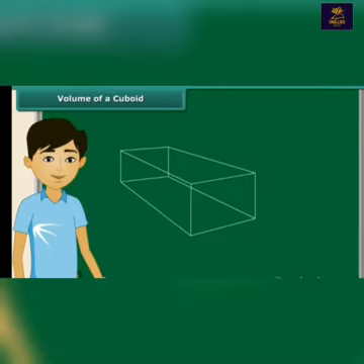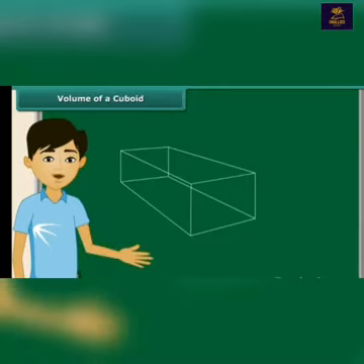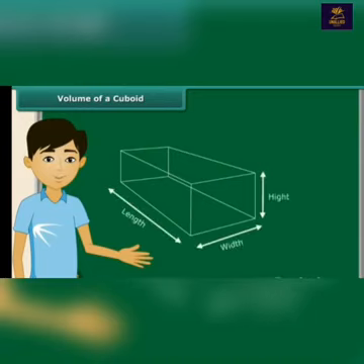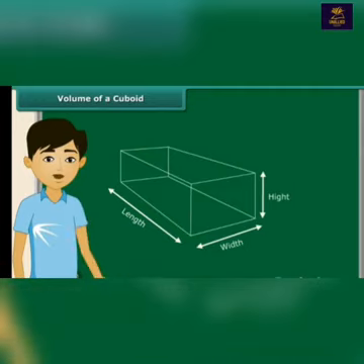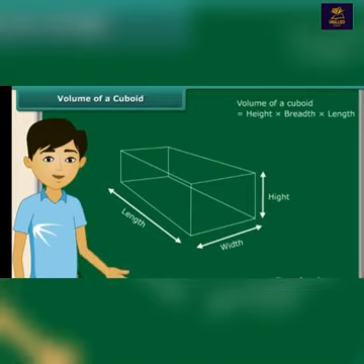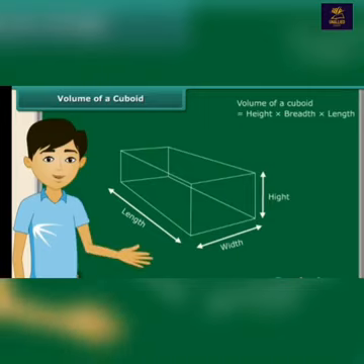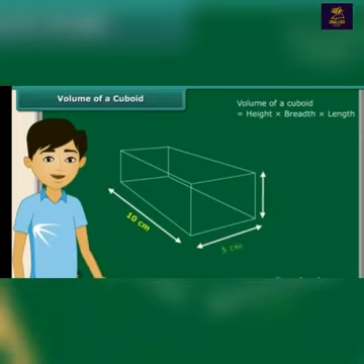Look at this cuboid. We know it's a three-dimensional shape having dimensions length, breadth and height. It's very simple and easy to calculate the volume of a cuboid. Just multiply height, breadth and length of the cuboid and you will get the volume of a cuboid. Let us work out the volume of this cuboid.